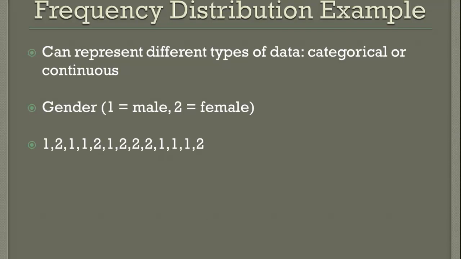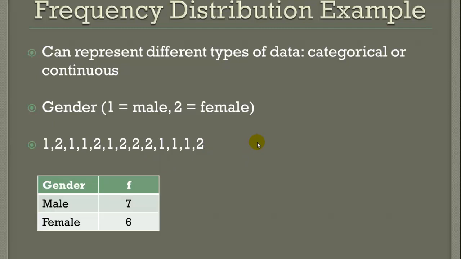We'll use a categorical example first. As I said, you can make frequency distributions for categorical or continuous variables. Here we just did a very simple one using gender as our variable. Let's say that we arbitrarily coded male as 1 and female as 2. And you see here's our list. Let's say this is the amount of people in a room. How many males do we have and how many females?